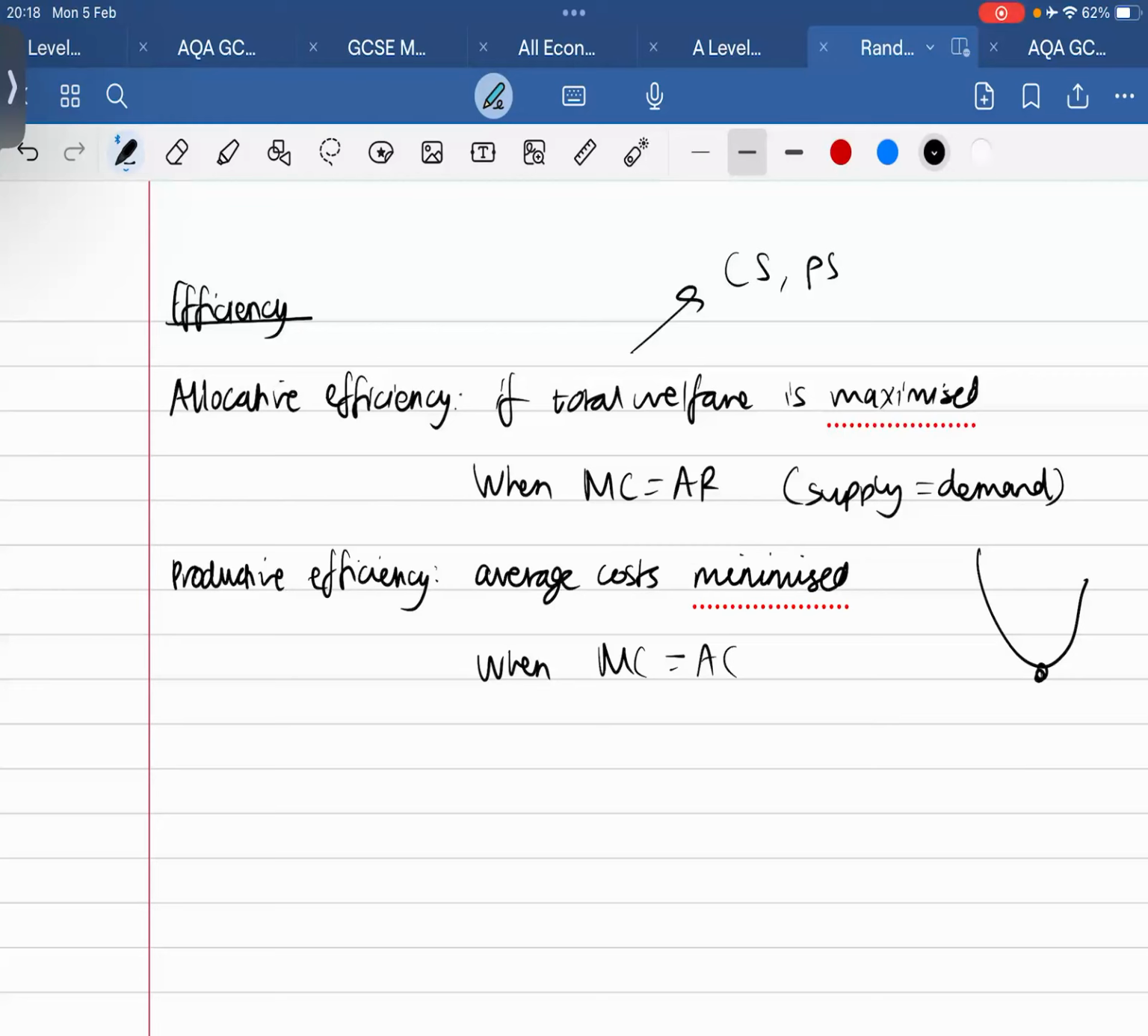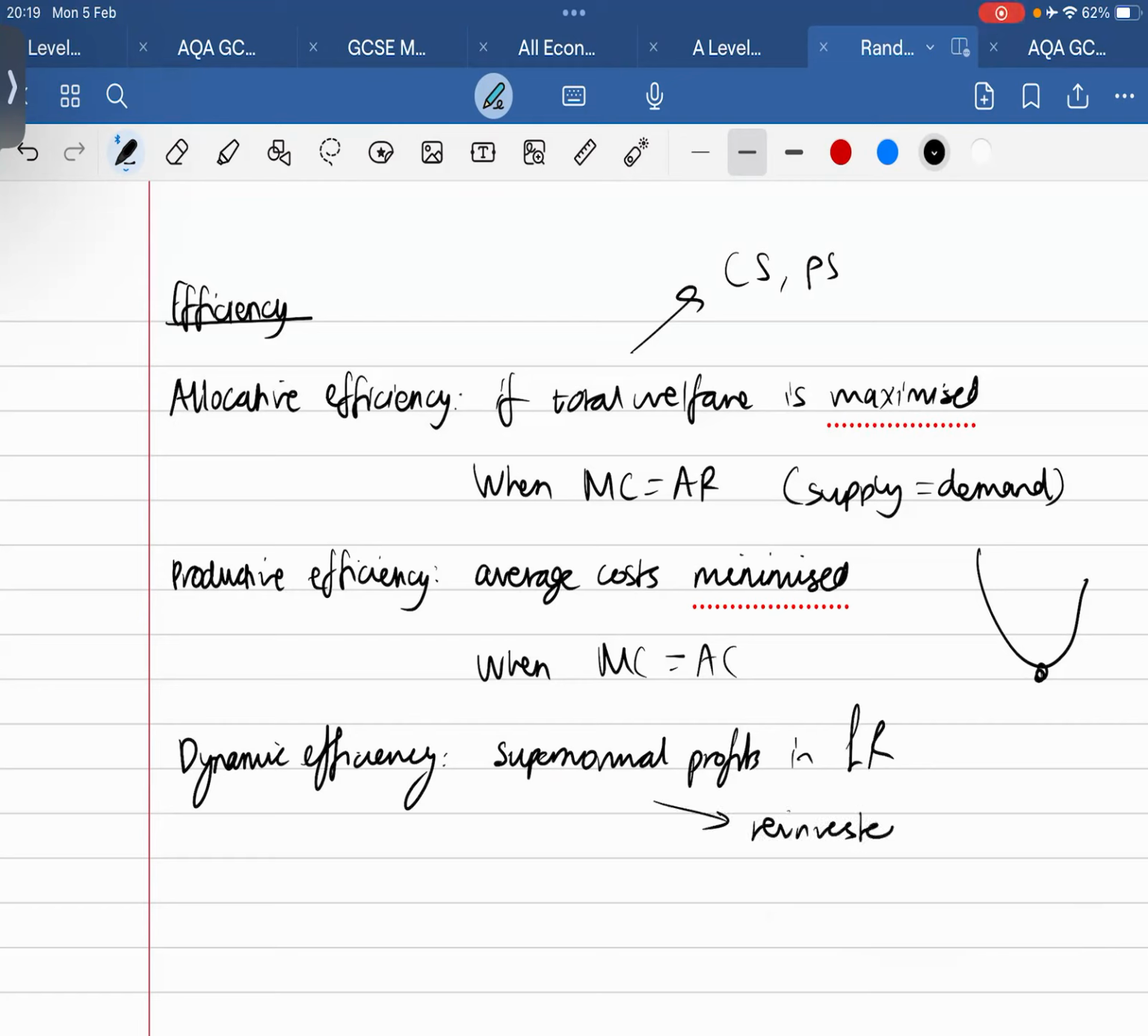The next one is dynamic efficiency. And that's when there are supernormal profits, specifically in the long run. If there are supernormal profits in the short run, it wouldn't make a difference. There has to be supernormal profits in the long run. And then they can be reinvested. And then that leads to improvements.